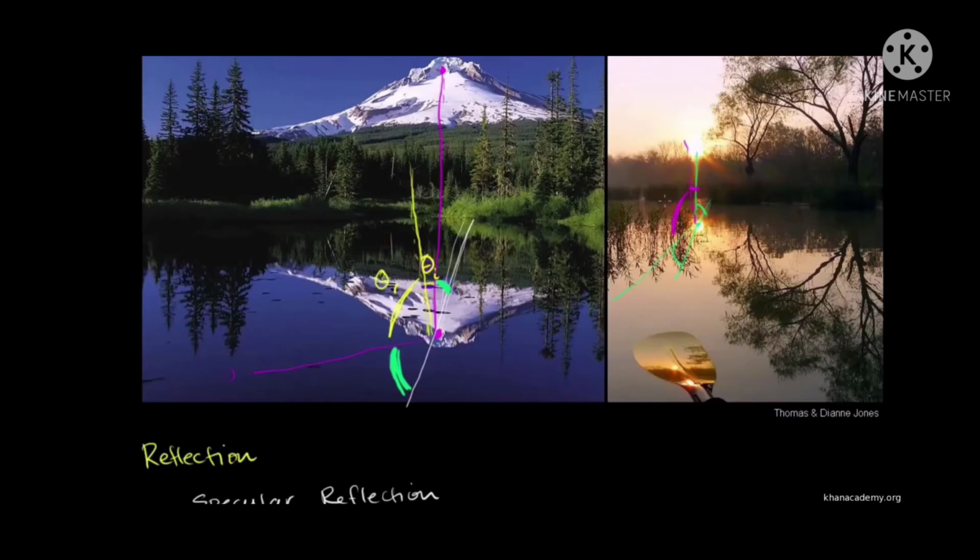And I encourage you, go to your bathroom and look in the mirror and look at objects in the mirror and think about the angle that the light from the object must be hitting the mirror for it to get to your eye and where it's actually hitting the mirror. It's actually a pretty interesting thing to do if you're looking for things to do in the bathroom.